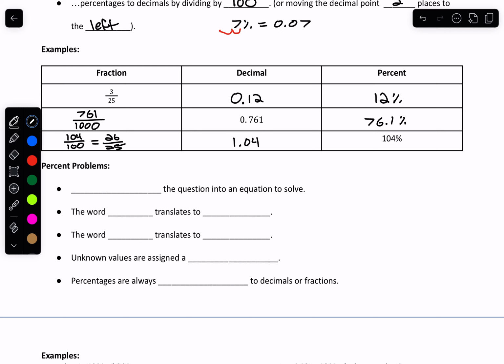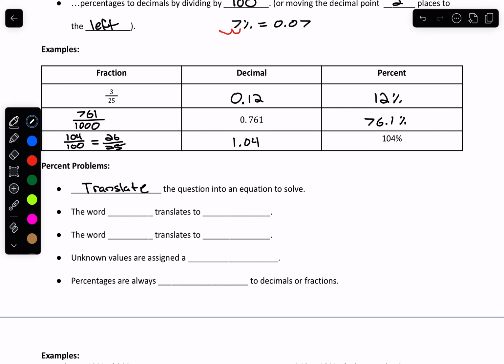All right, so now percent problems. The most important thing to understand is what the words we're going to be looking at mean. So step one is to translate the question into an equation to solve. We're going to see some examples of equations, and you're going to notice that it's very formulaic how we go about solving. Every word in the sentence is going to go directly into an equation word. And so we need to know what those words are going to look like.